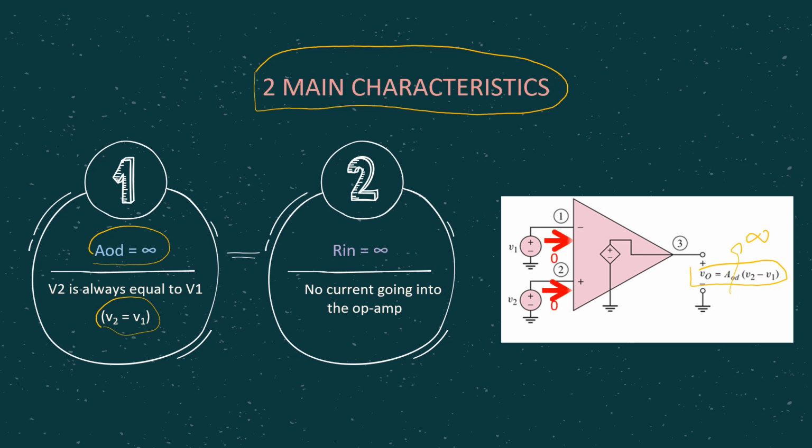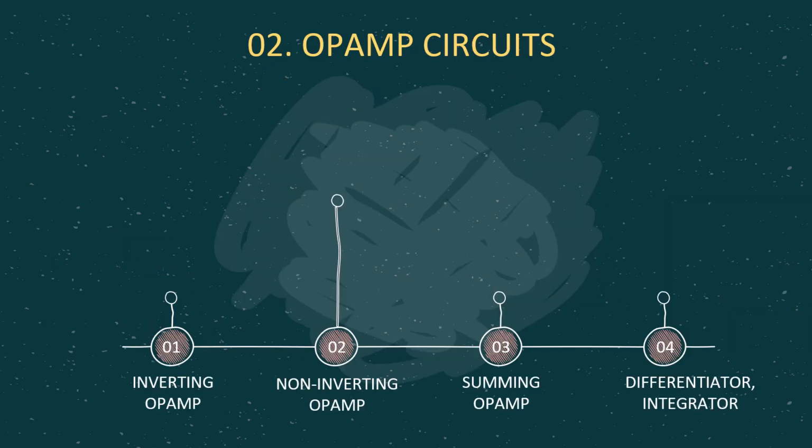Then the second characteristic that you should take note of is Rin is always infinity. Remember in the amplifier model, at the input terminal there is Rin, right? But in this case Rin is infinity. It's like having an open circuit here. So that's why in this case no current should be going into the OPAMP. So I repeat, two main characteristics of OPAMP that you should take note of: V2 should always be equal to V1, as well as no current should be going into the OPAMP.